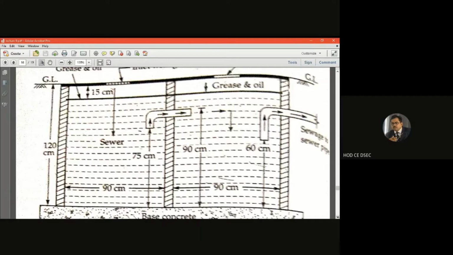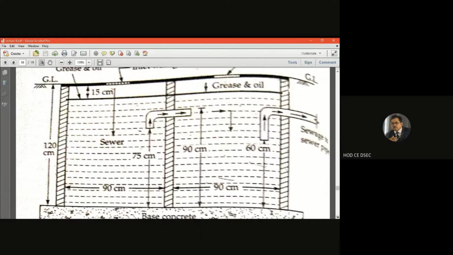And you must know the source where this grease and oil is generated. As I told you, automobile garage repairing, car works, kitchens, hotels, oil and grease industries. So from the source where it is generated, it should not come to the sewer. At that position, before entering the sewer, this system has to be installed.